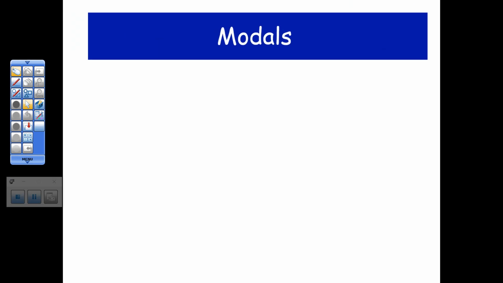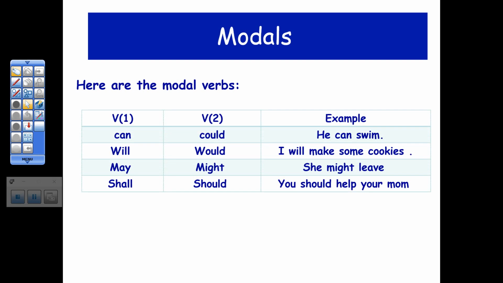What are the modals? The modal is a type of auxiliary or helping verb that is used to express ability, possibility, permission, or obligation. In the following table, I have mentioned for you the main modals in both present and past tense and an example on each modal. At first we have can, could: he can swim; will, would: I will make some cookies; may, might: she might leave; shall, should: you should help your mom.